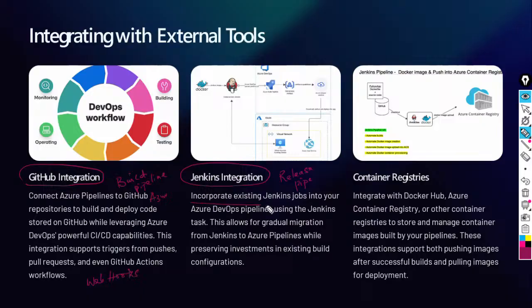So incorporate an existing Jenkins job into your Azure DevOps pipeline using the Jenkins task. See, again, the task came into the picture. You just have to call the Jenkins task and the integration will be done automatically. Container registries. So you can integrate with Docker Hub. As I was saying, Docker Hub is a place where you can have all your images stored. We have understood that in our Docker session. So this is an external tool, but you can easily integrate with the service connections.